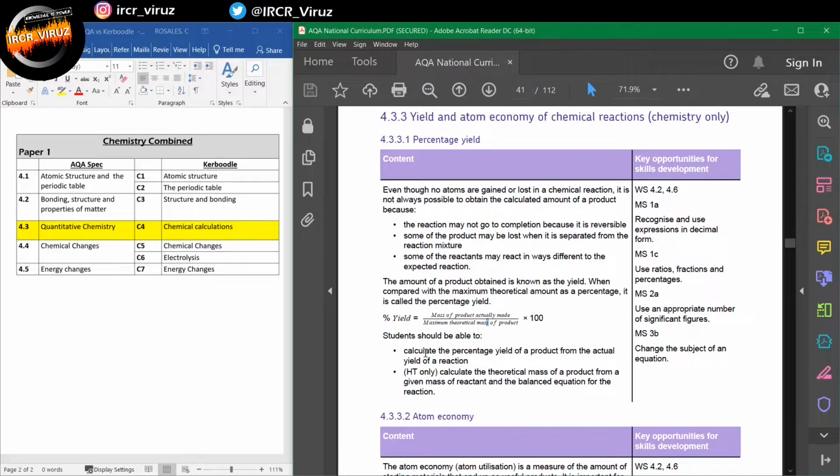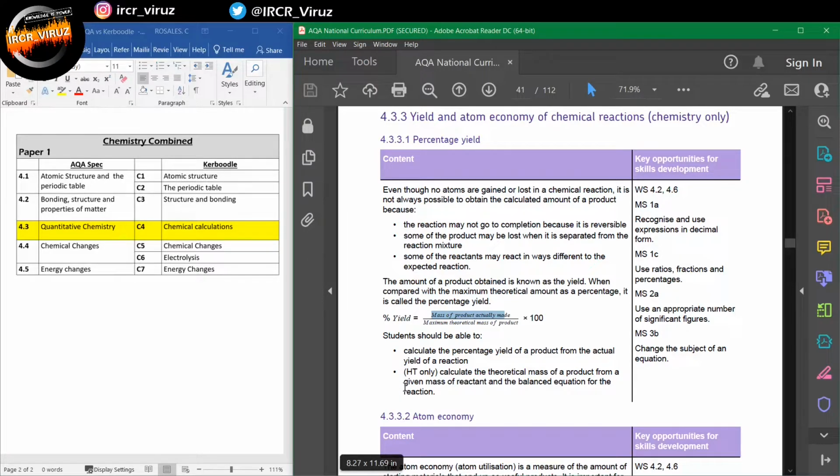Calculate the percentage yield of a product from the actual yield of the reaction. Now, the theoretical yield, you calculate that yourself, using the relative formula mass, and then they will give you the results of the actual experiment, which is what you actually made. You divide those two times 100, and you've got your yield.